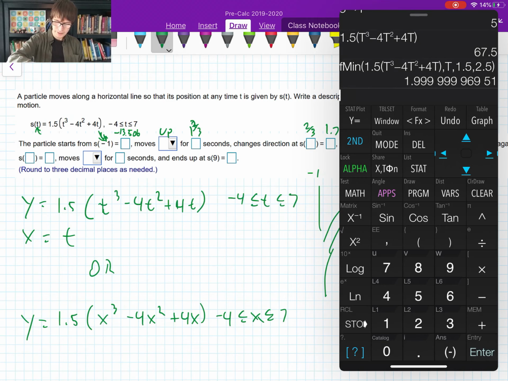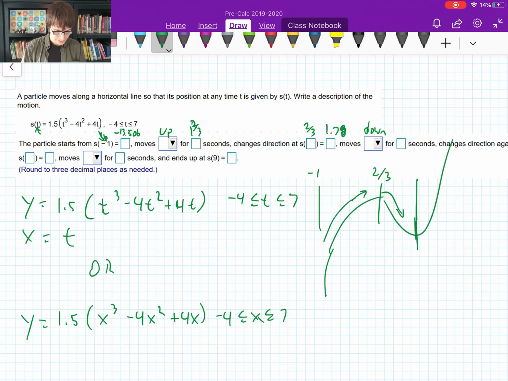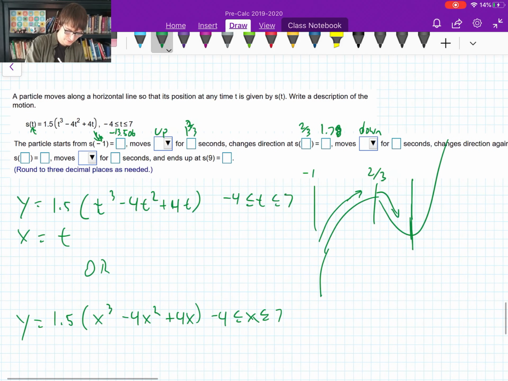Okay, 1.9999. Let's just round it up and say it's pretty much 2. It's essentially 2. There might be just a tiny bit of graph error there, but that seems to be 2. So it changes direction at s of 2. And so how long is it going down for?